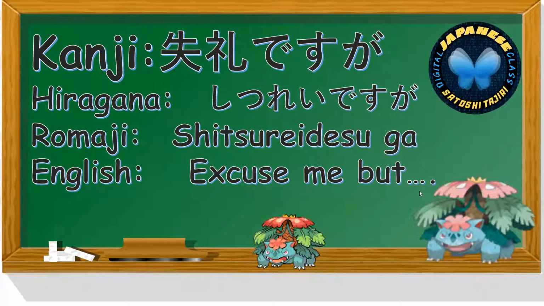Next word is shitsure desu ga. It means excuse me, but. For example, you want to know their name: Shitsure desu ga, onamae wa nan desu ka? Or you can say shitsure desu ga, oikutsu desu ka?